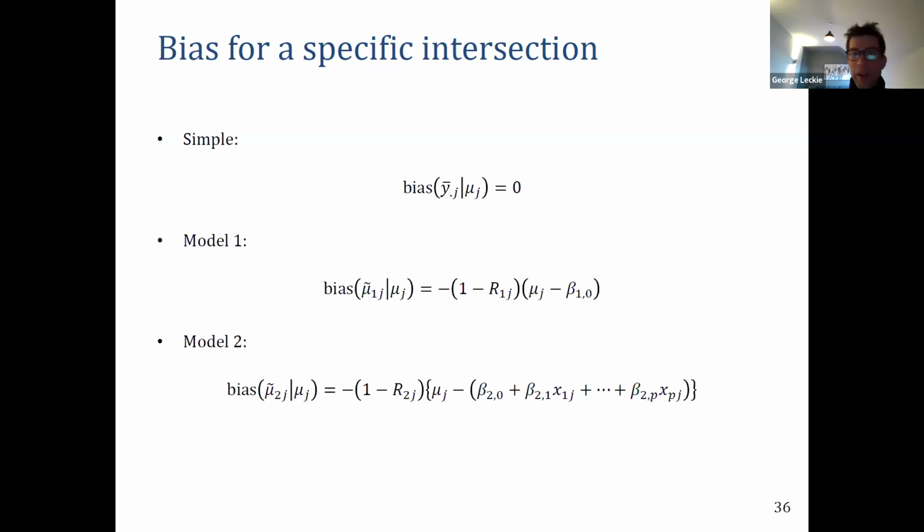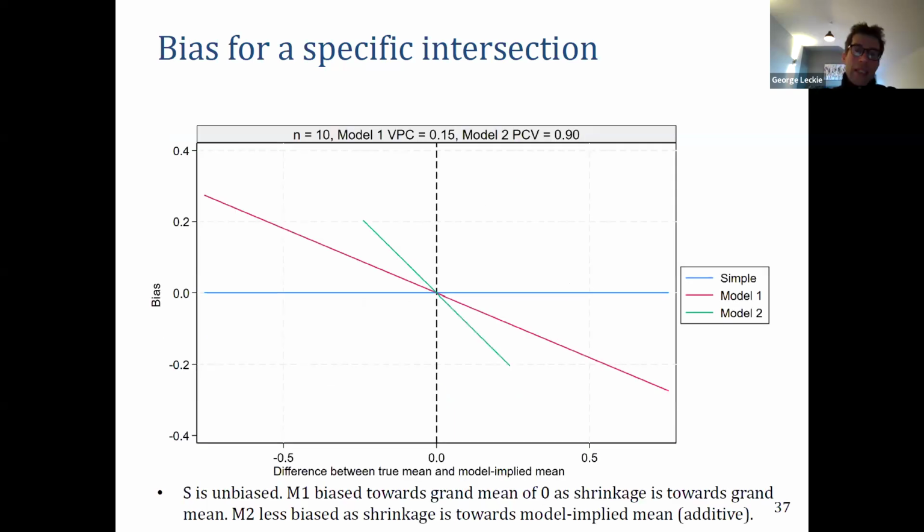So here are some expressions for the bias, but let's plot the bias. And what this is showing is that the simple mean is unbiased. The bias is 0, whatever's going on on the x-axis. Now, the x-axis is plotting how the true mean deviates from the model-implied mean. And so this is how it deviates from the German national average.